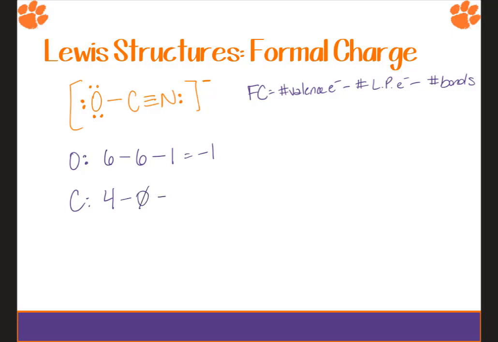Minus the total number of bonds on the carbon. So here we have 1, 2, 3, 4. So 4 minus 4, we get a formal charge of 0. And then finally, we're going to do the nitrogen.